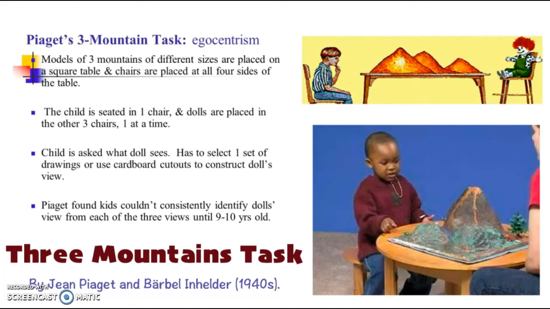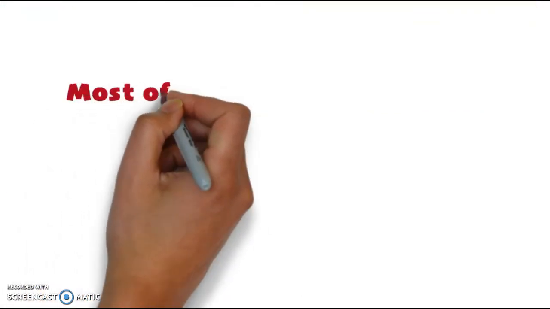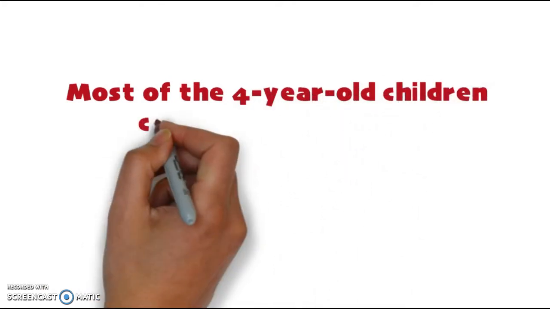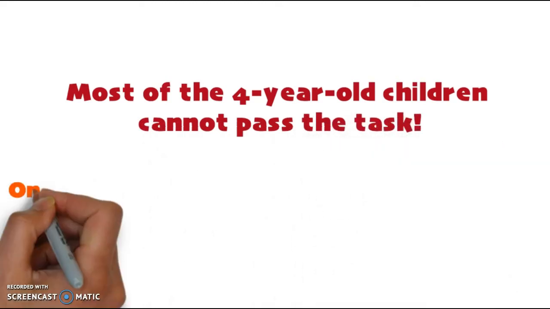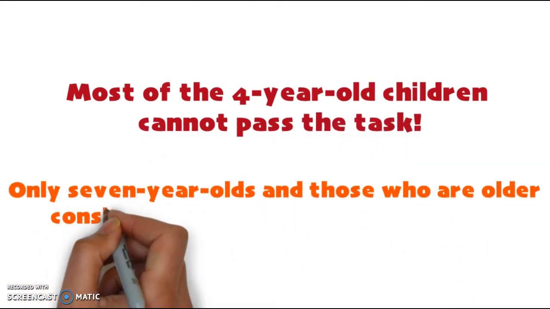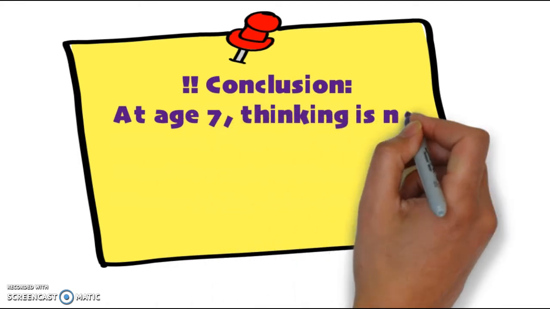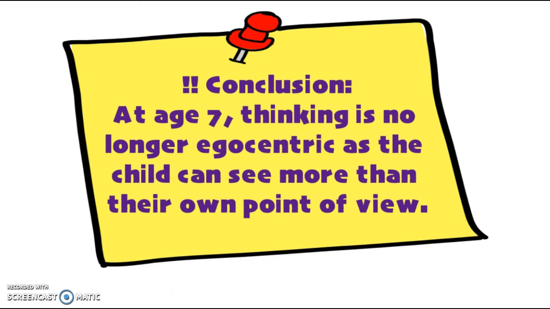The result is quite surprising. Most of the 4-year-old children cannot choose the correct photo, and they always tend to choose the one which represents their own point of view. However, only 7-year-old children choose the right photo. This demonstrates that children who are 7 years old or above are no longer egocentric because they understand others may have different points of view than they do.